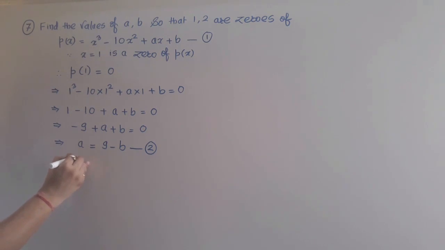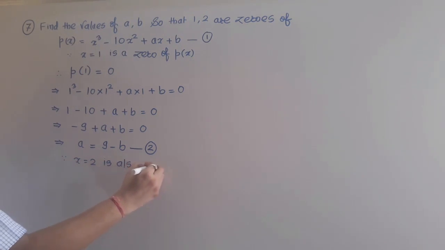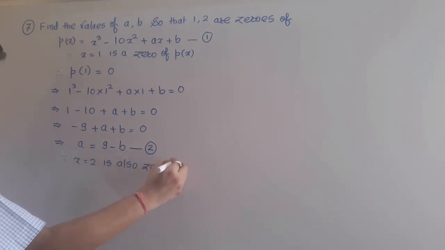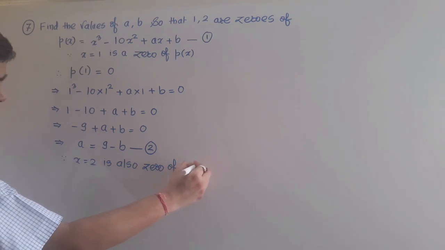Now since x equal to 2 is also a zero of p of x, that is also given in the question.